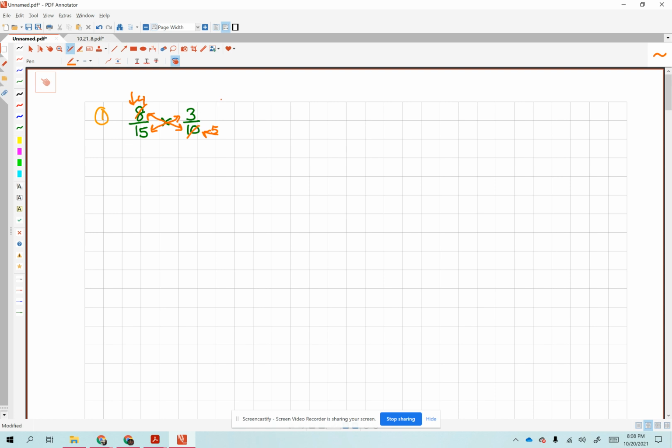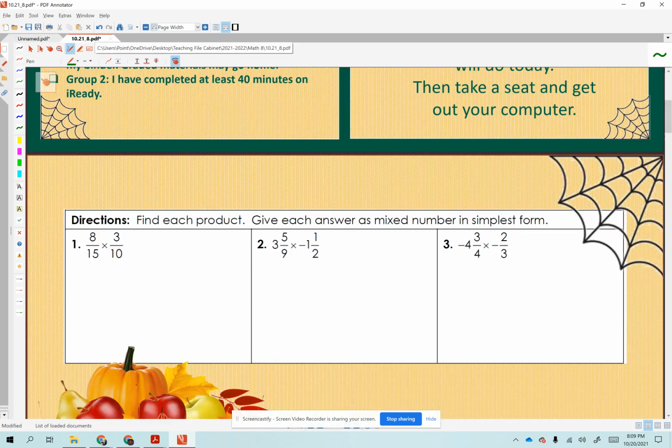Now I'll look at the 3 and the 15. Well, 3 is actually a factor of 15. 3 divided by 3 is 1, and 15 divided by 3 is 5. So now I can think of this problem as 4/5 times 1/5. Now those numbers are much easier to multiply. When I multiply those, 4 times 1 is 4, and 5 times 5 is 25, and that is simplified completely.